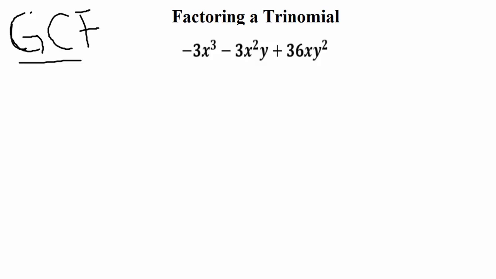If we have a greatest common factor, that means that we would have something in common with the numbers, the coefficients in each one of our terms, or we would have something in common with the variables in each one of our terms. So here we have a trinomial, which just means we have three terms. Let's take a look at what we have in common.